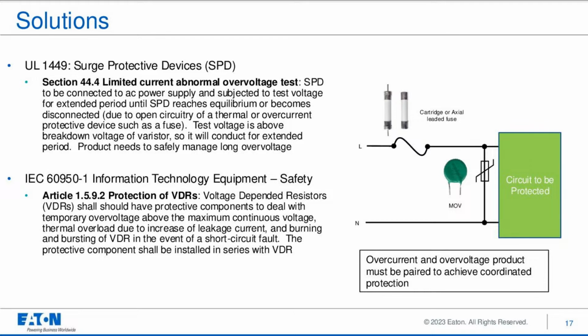short circuit fault. This image is compliant with the standards and shows a fuse wired in series with the MOV and circuit to be protected. An important consideration when selecting series components to protect the MOV is to check for proper coordination. In this example, coordination means that the fuse will blow before the MOV is damaged by excessive current.